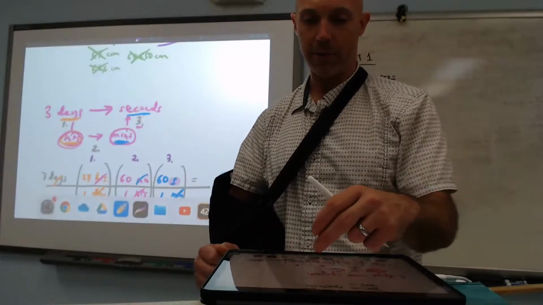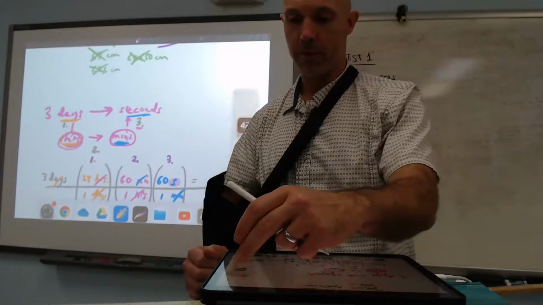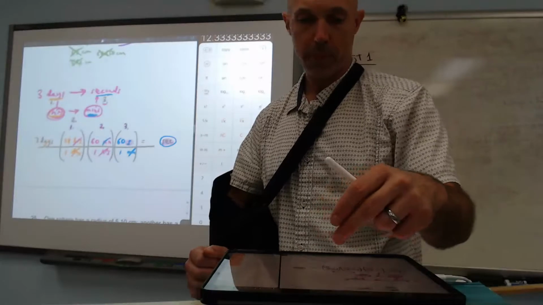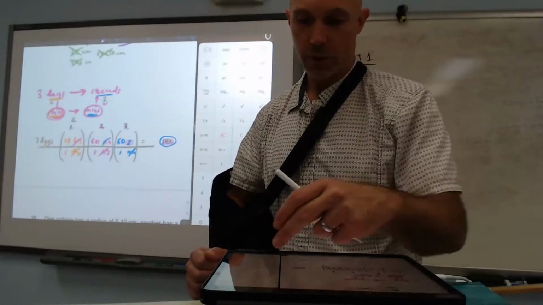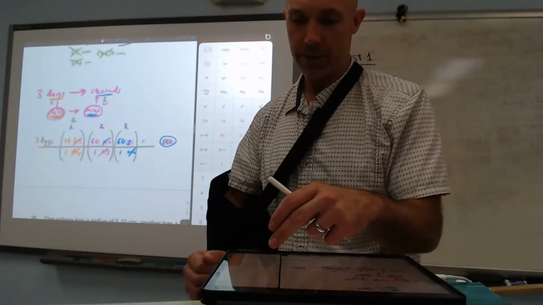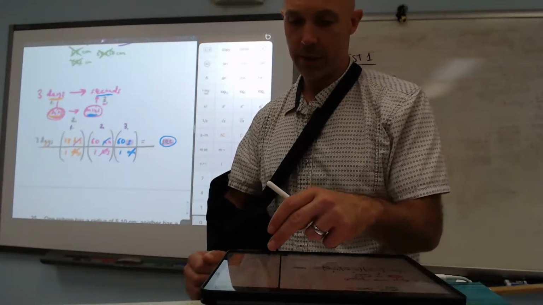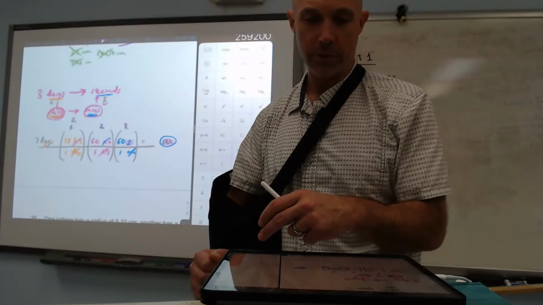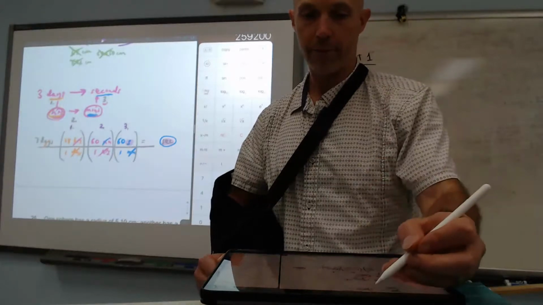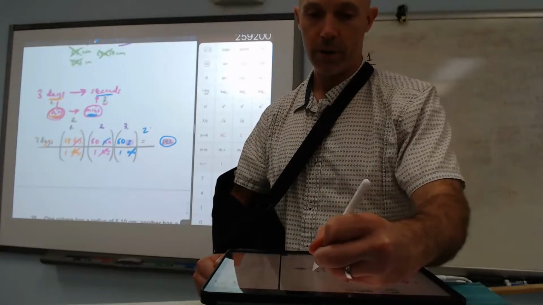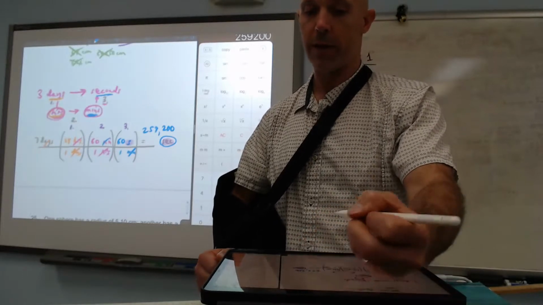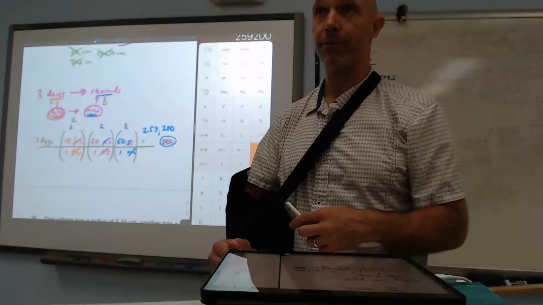The math involved in this looks like so. Clear this out. So 3 days times 24 times 60 times 60 equals 259,200 seconds. We agree with that? And that's it, y'all.